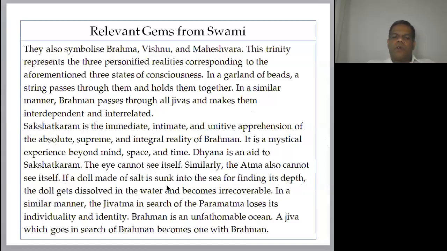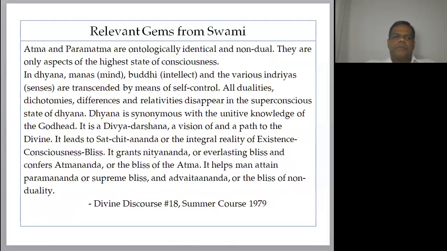If a doll of salt is sunk into the sea for finding its depth, the doll gets dissolved in the water and becomes irrecoverable. In a similar manner, the Jivatma in search of Paramatma loses its individuality and identity. Brahman is an unfathomable ocean. A jiva which goes in search of Brahman becomes one with Brahman. Atma and Paramatma are ontologically identical and non-dual. They are only aspects of the highest state of consciousness.